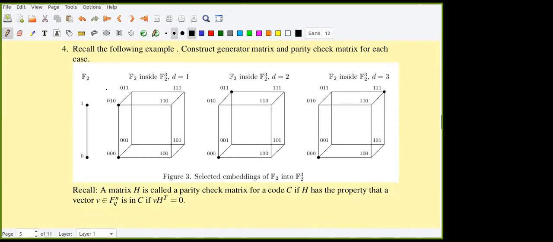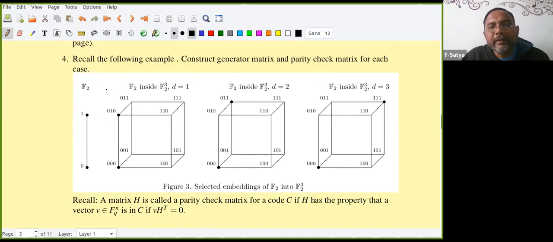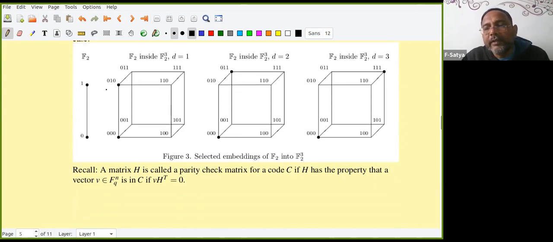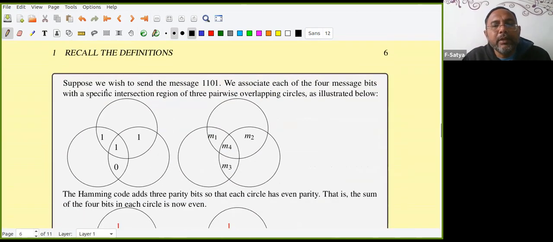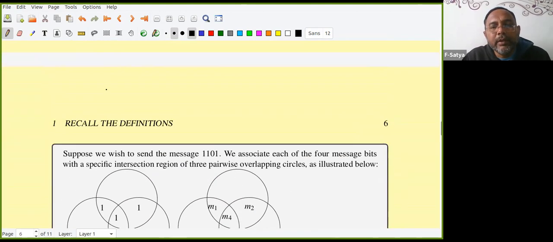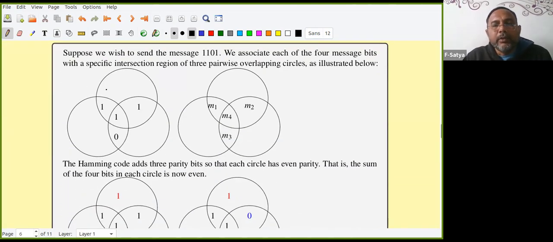Yeah. And here I gave some cases earlier, and in all these cases compute the generating matrix and parity check matrix. Okay, you know this. I discussed this with you earlier. If time permits, I'll come back again. This is a good example called Hamming code, right?